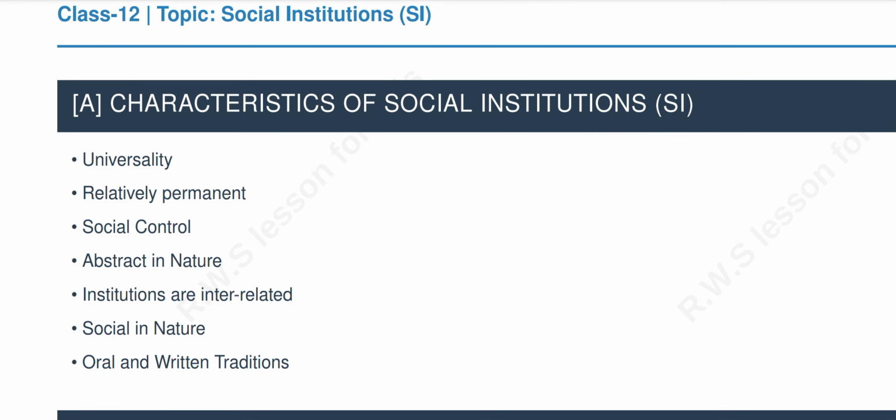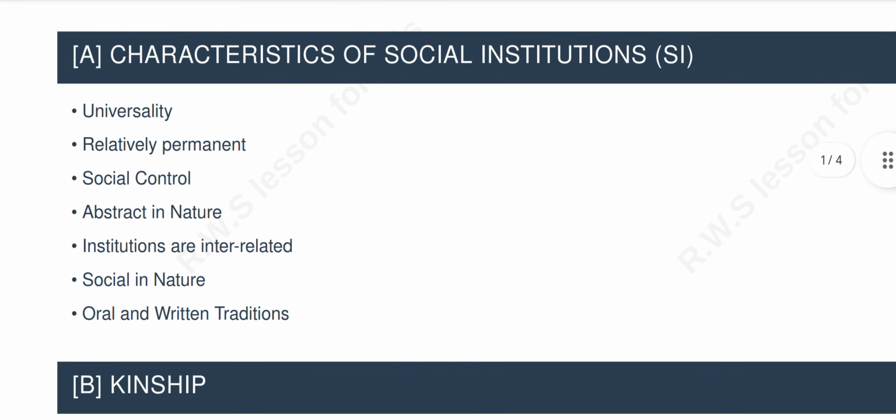Now let's move on to the characteristics of social institutions. First, it's universality. Social institutions are present everywhere in the world, right? You will never find a place where there are no social institutions. Then, it's relatively permanent. Religion, education, government, all these are really permanent. Next is social control. If you take the example of government and religion, these social institutions help us with social control, right?